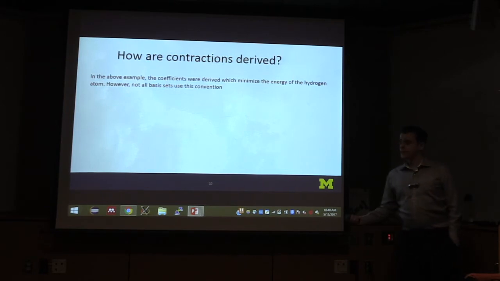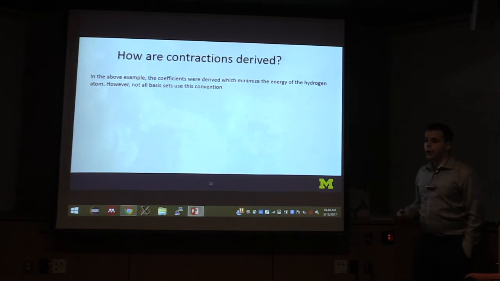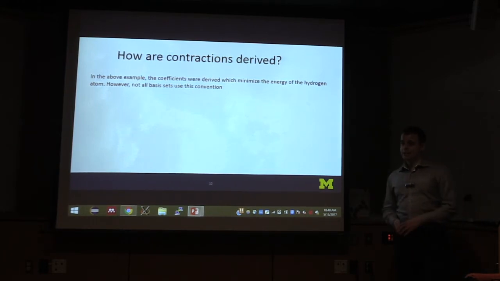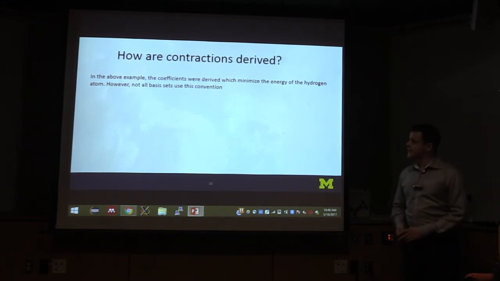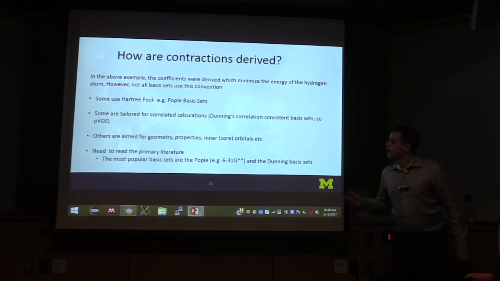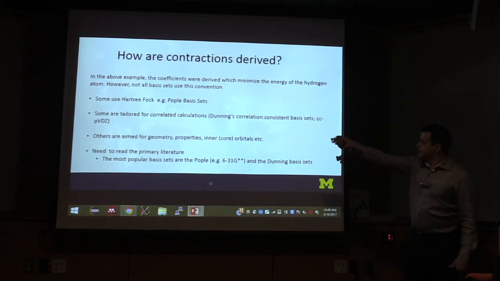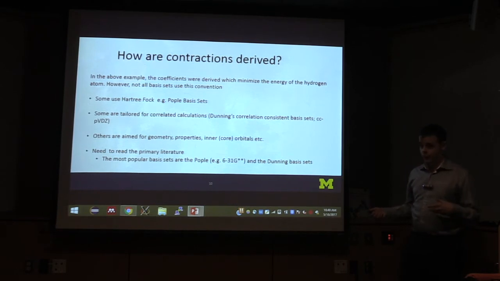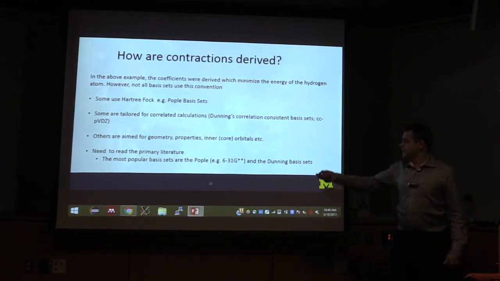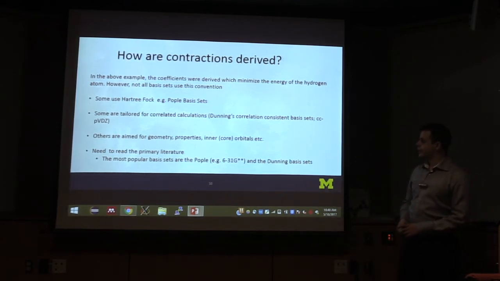So how were these contractions derived? Well, in the above example, the coefficients of the Gaussian primitives were derived which minimize the energy of the hydrogen atom. However, not all basis sets use this convention. Some, like the Pople basis set, use Hartree-Fock theory to derive their basis functions. Others are tailored for correlated calculations.